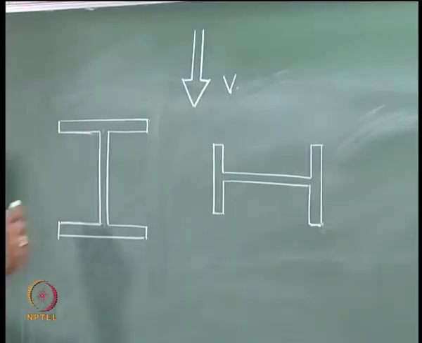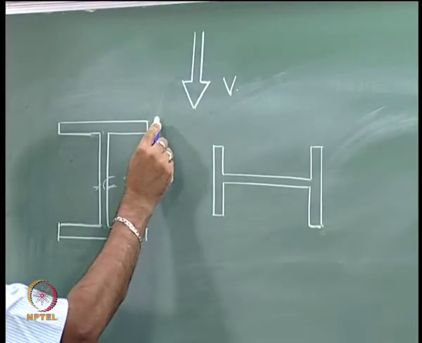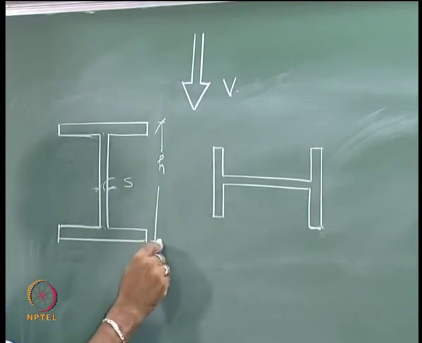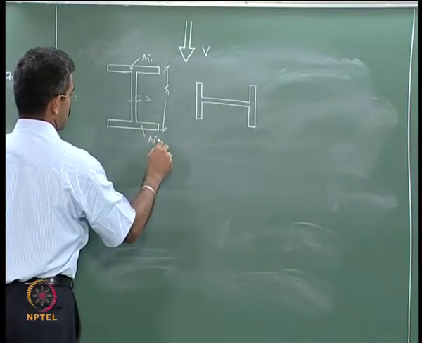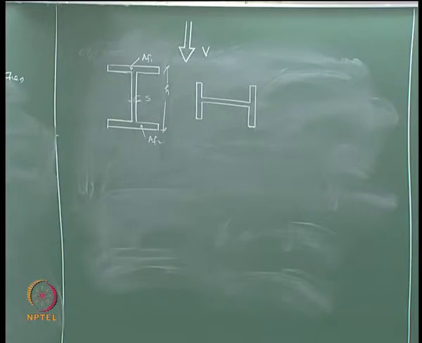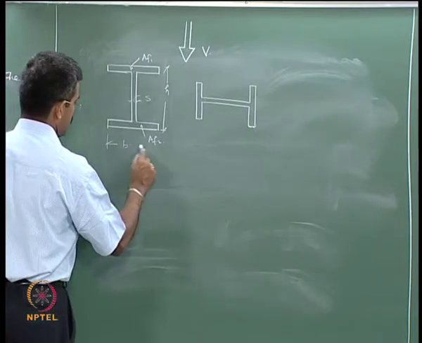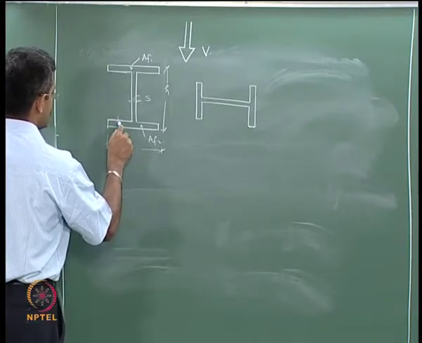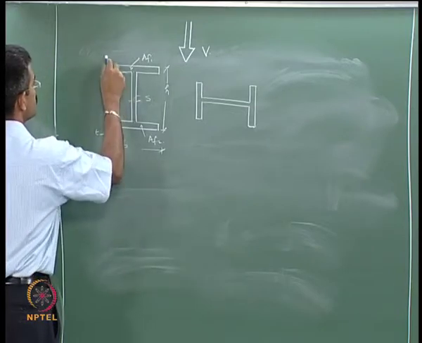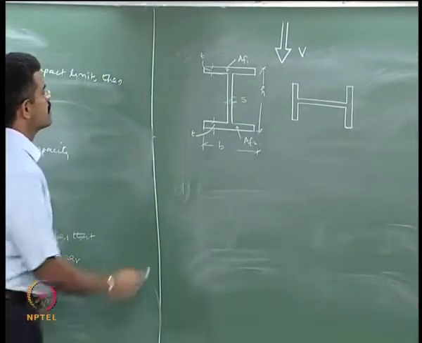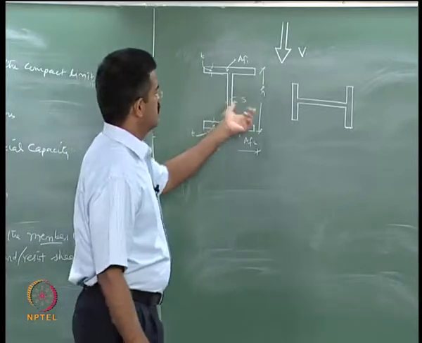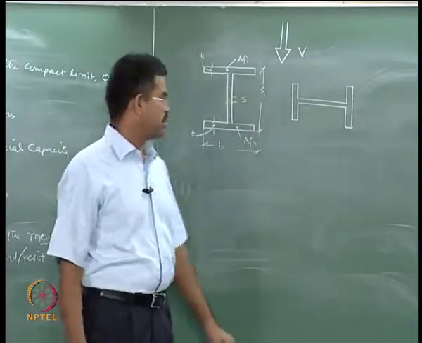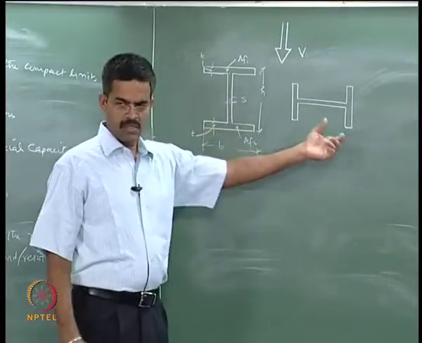I call the thickness of the web as S, and I call the overall depth as H. I call this area of flange 1, this area of flange 2. This dimension is B in both the cases, and in both the cases this is T. And the same section is just rotated. So, the geometric dimensions or the notations are exactly the same.